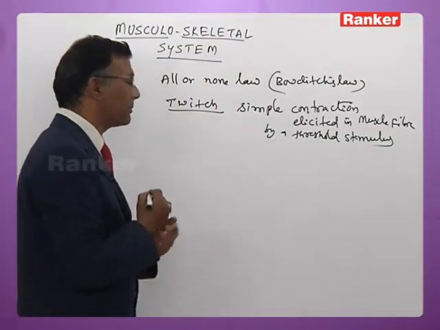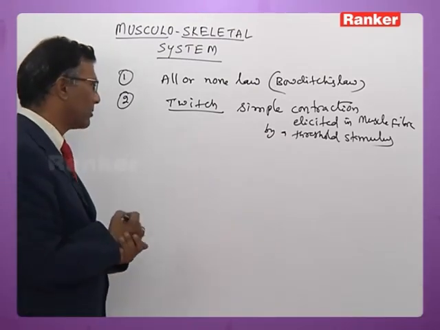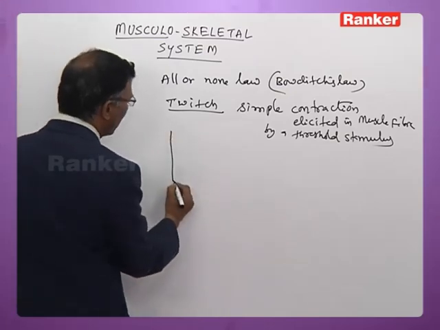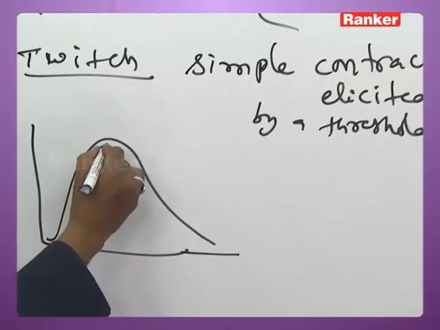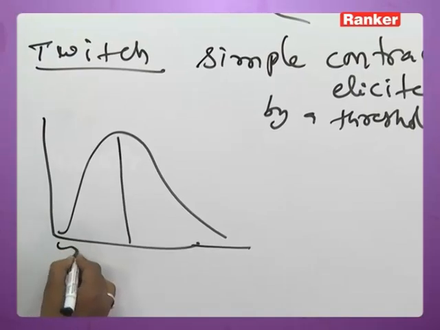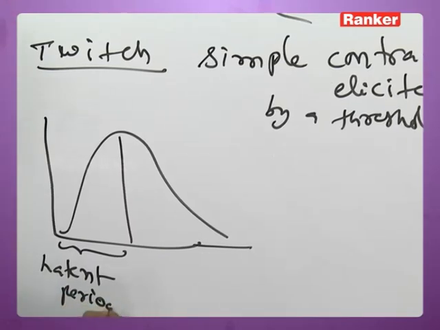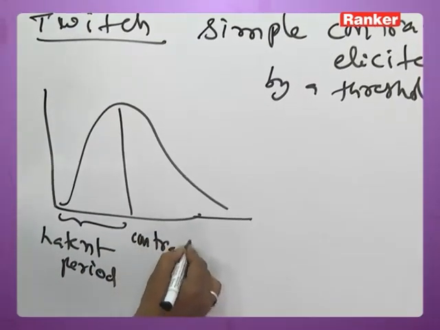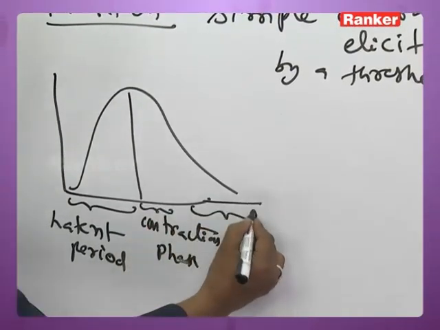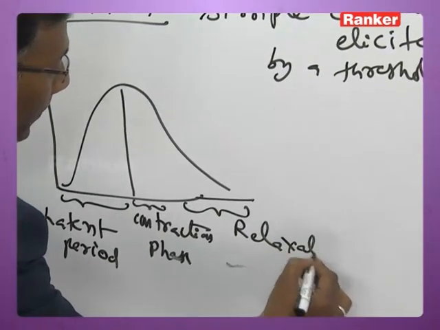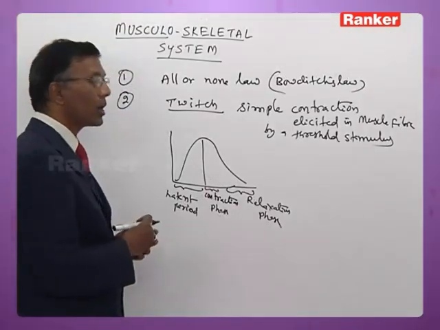A simple contraction elicited in the muscle fiber by a threshold stimulus can be called a twitch. Now the twitch consists of three phases. Here you have the latent period. The second phase is called the contraction phase. And the third phase is the relaxation phase. So all these three phases put together are called a twitch.